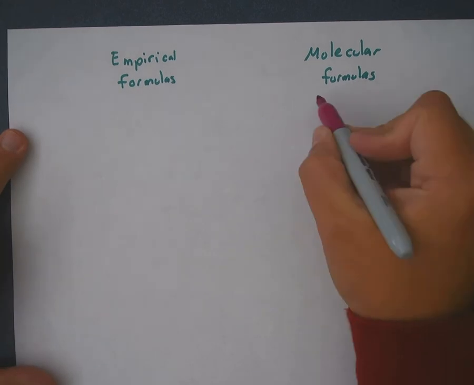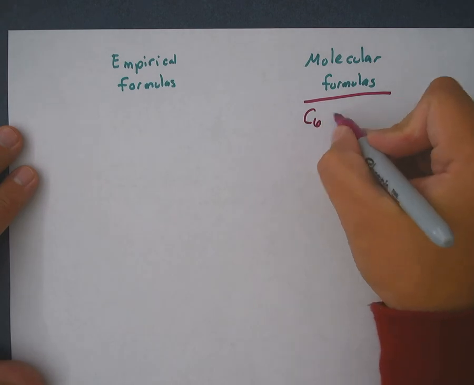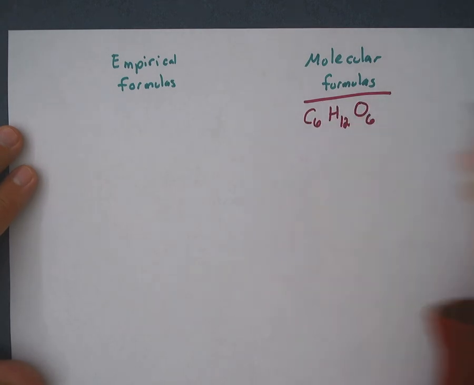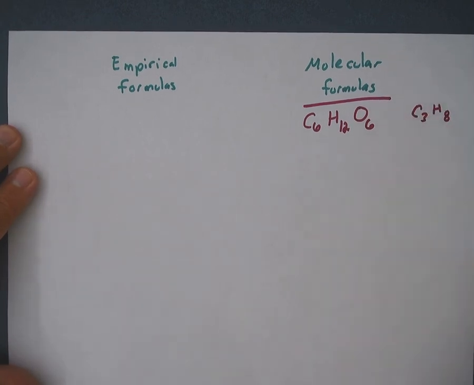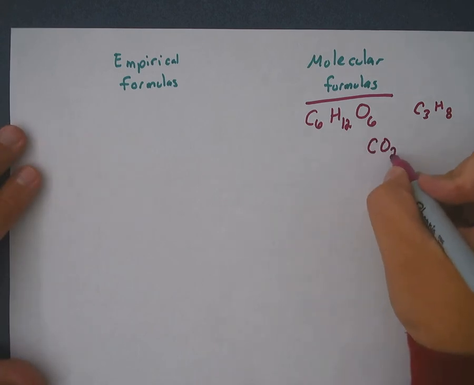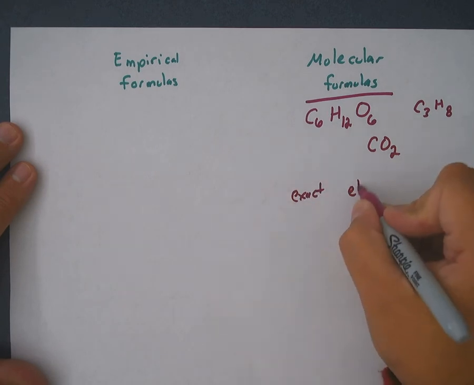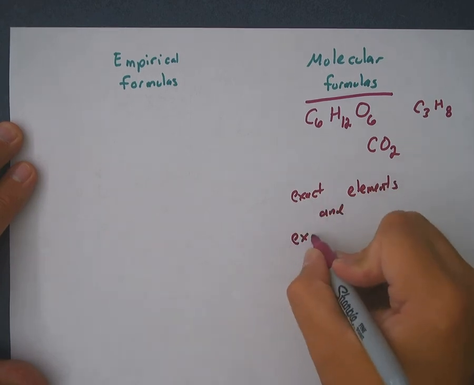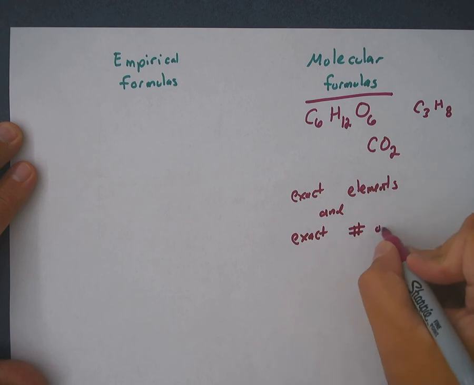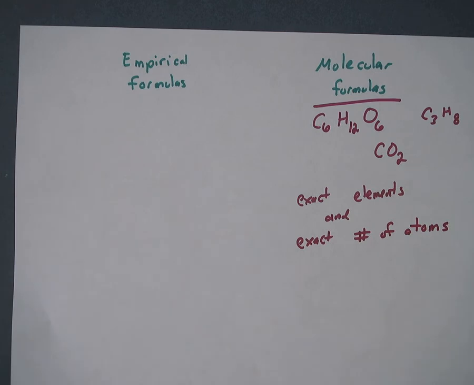So molecular formulas are kind of what you would think all along. These are formulas like, I don't know, C6H12O6, good old glucose molecule, or C3H8, a propane molecule, or CO2, right? And these tell us the exact elements and exact number of atoms. I think atoms is a pretty good word here. Sometimes we can substitute the word ions, but you might see why I didn't say ions in this case here.